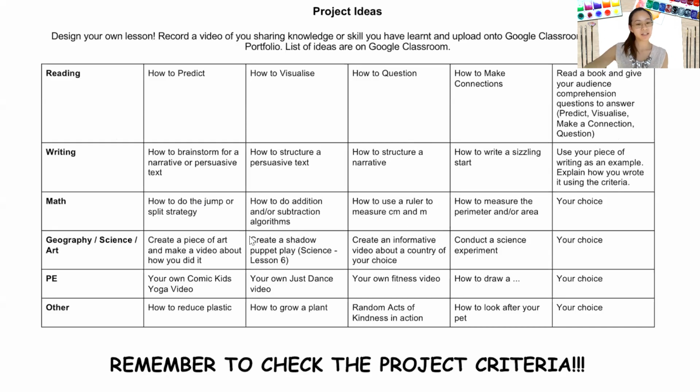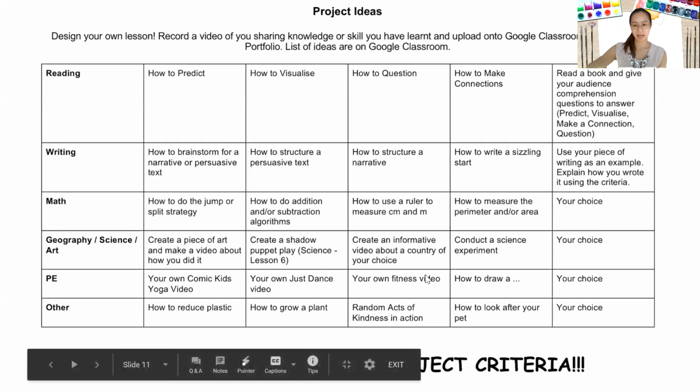Or maybe in math, they can make a video of how to do the jump strategy or the split strategy, or algorithms, or using a ruler to measure lengths. And in geography, science, and art, maybe they can create a piece of art and make a video about how they did it. They could create a shadow play, puppet play, because that's what we've been linking it into science. They could create an informative video about a country of their choice. They can conduct a science experiment.